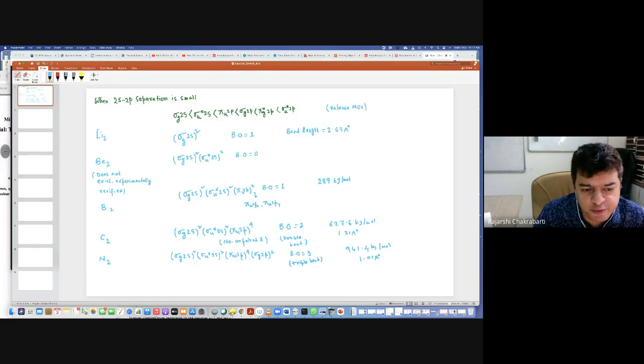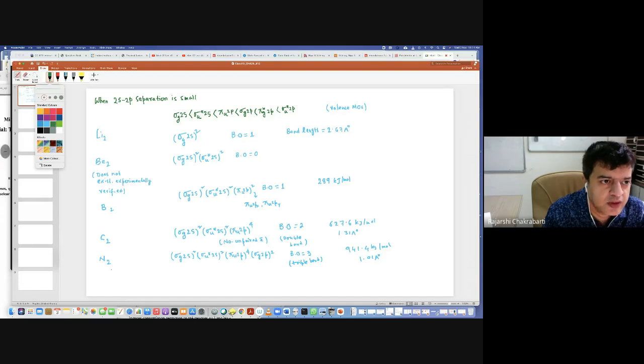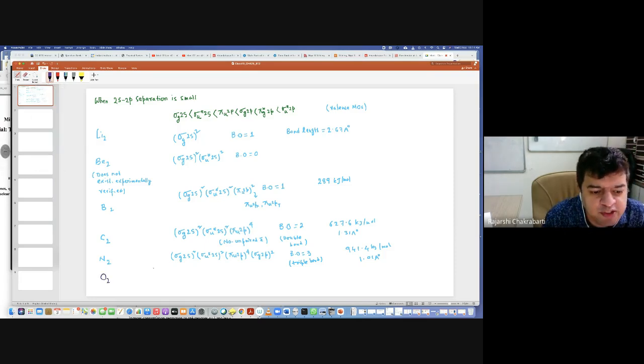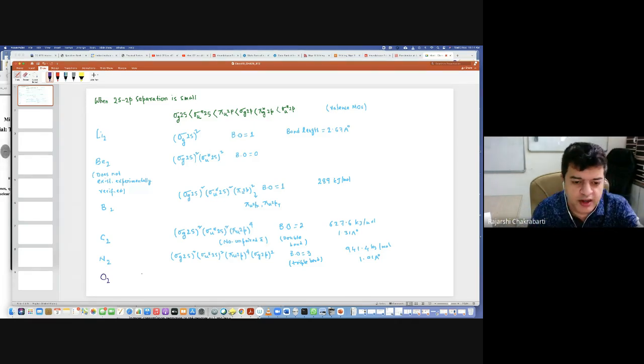Now up to this is fine. What happens when we go to oxygen? Let us choose some other color. Oxygen. The MO order will change, no? Because in the case of oxygen, the separation between 2s and 2p is quite large. So there is not much 2s-2p mixing.